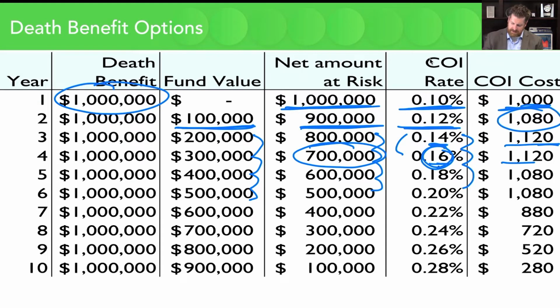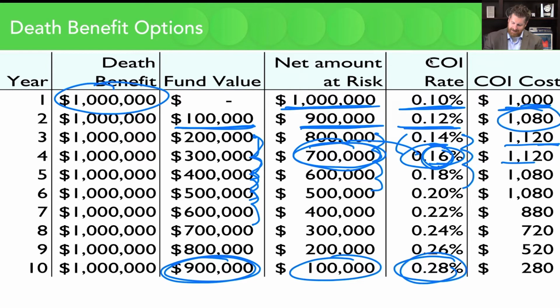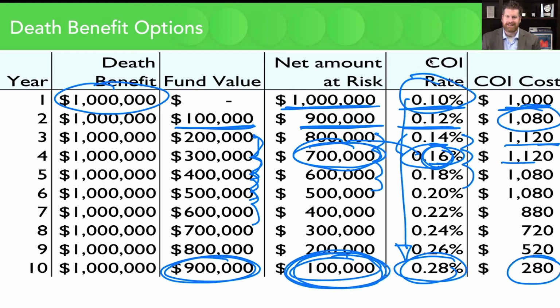This cost is applied to the amount of risk, not your cash. So as your cash accumulates and gets larger, the total amount of risk to the insurance company goes down. So much so that here at year 10, when you have $900,000 of cash and only $100,000 at risk, technically the cost is 3 times as expensive as it was 10 years ago, yet your cost is a fraction of what you paid in that first year. Why? Because the amount at risk to the insurance company is dramatically less.